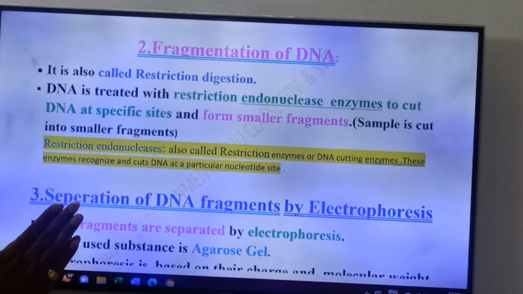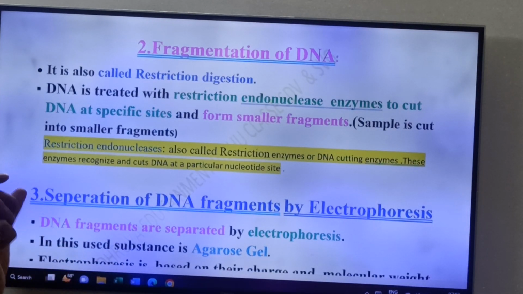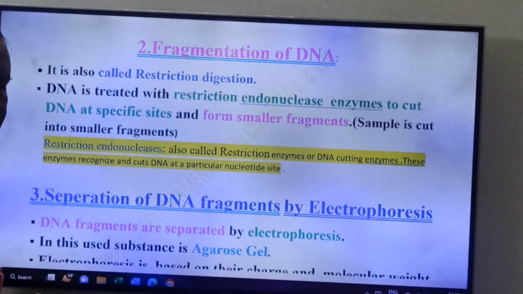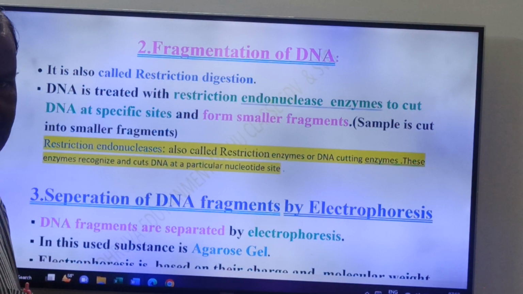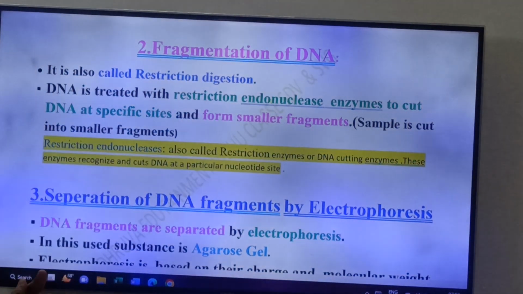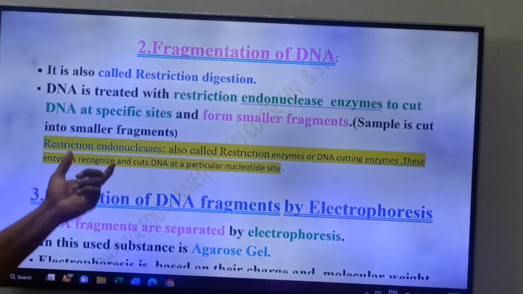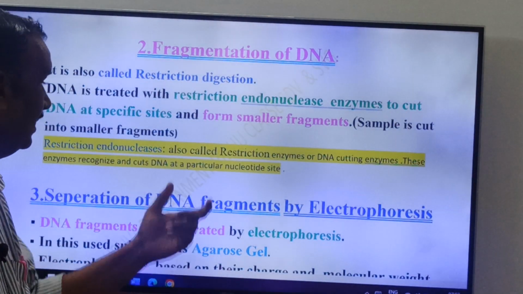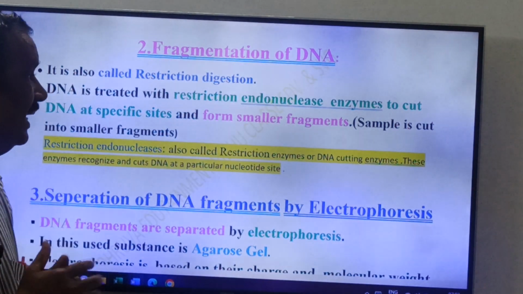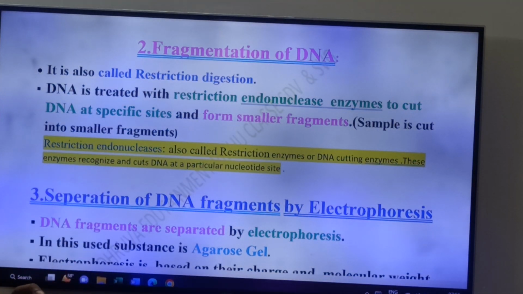For fragmentation we are using which enzyme? Restriction endonuclease enzyme. What is its use? This enzyme cuts DNA at specific sites and forms smaller fragments, small pieces. So the sample is cut into smaller fragments. Now see friends, restriction endonuclease is also called restriction enzyme or DNA cutting enzyme. These enzymes recognize and cut DNA at particular nucleotide sites. Friends, please don't write this in your notes.